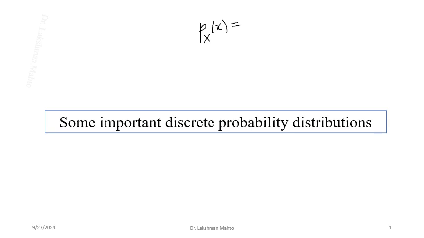If someone is saying that X is a discrete random variable, what does it mean? The range of X, omega X, should be a countable set. That we had already discussed. That means you are able to write omega X in terms of a single sequence. So that sequence you had already seen. So here it is a discrete random variable.